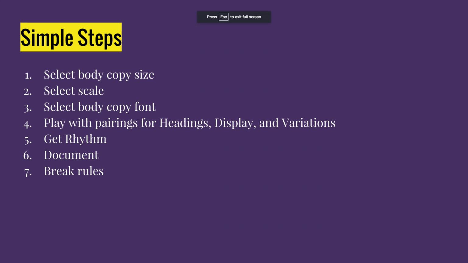We're going to select body copy size. Then we're going to select our scale. We're going to select our body copy font. We're going to play with pairings for headings, display, and variations. We're going to establish vertical rhythm. And then we're going to consciously break all the rules.